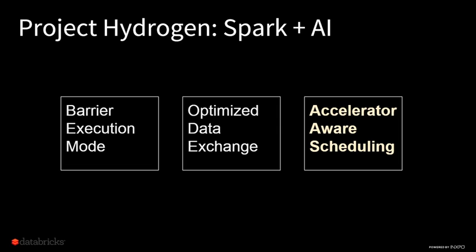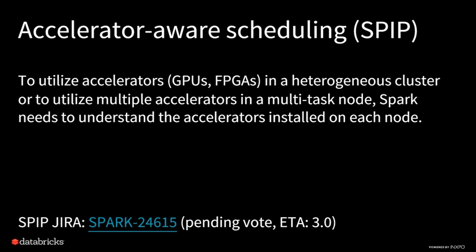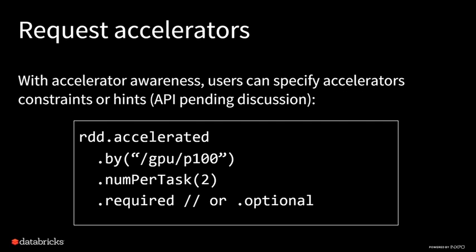The last one under Project Hydrogen we call Accelerator Aware Scheduling. Essentially, we need to deal with a heterogeneous cluster, where some of the nodes may have accelerators installed, like GPUs and FPGAs. Spark needs to understand what resources are available on which nodes in order to schedule jobs properly, right? For example, this API in the current proposal is not finalized yet. What you can do is tell Spark this is not a normal data processing job, and I need some accelerators. And you can call RDD accelerated by a name.